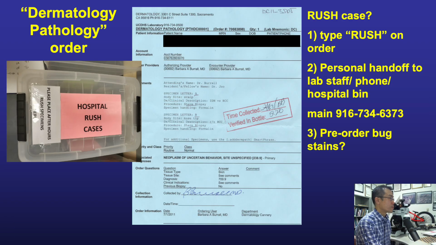Biopsies obtained from critically ill patients are marked for top priority, and it never hurts if you write or mark in the comment section of the order that it's a rush or hospital case, but our laboratory staff is well trained to recognize those specimens, and we will automatically prioritize those. Now, if you happen to be in the lab, if you are able to give the staff a verbal heads up as you're dropping the specimen off in the bin, that never hurts.